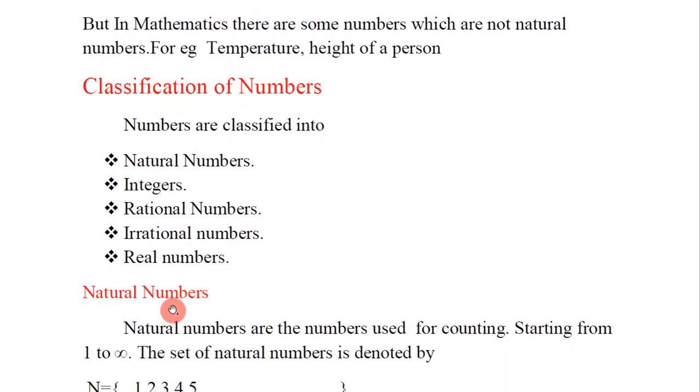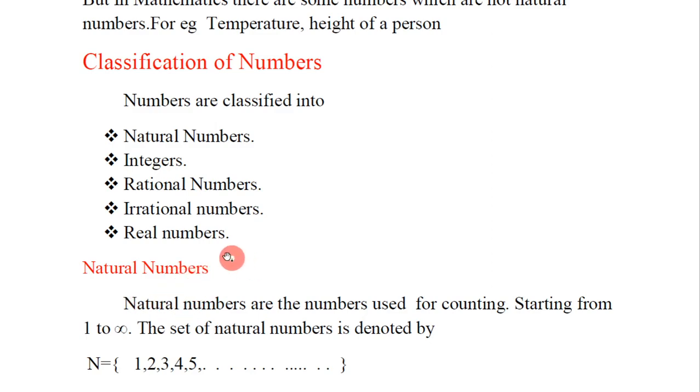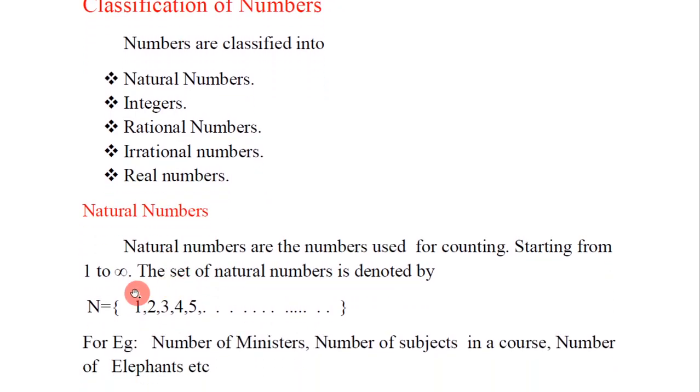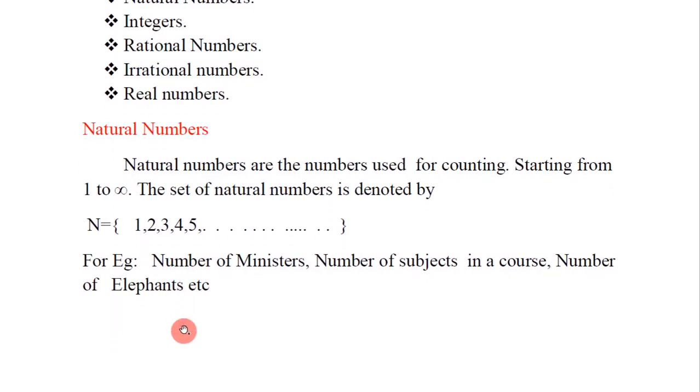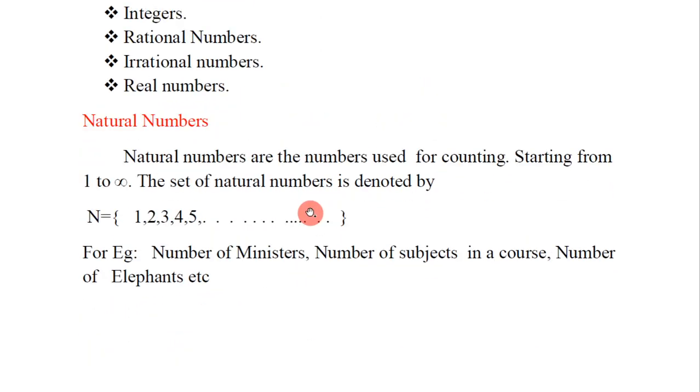First, the set of natural numbers. Natural numbers are the numbers which are used for counting, that is starting from 1, 2, 3, 4, etc. No limit for this, up to infinity. And it is denoted by the symbol capital N, and the elements are written within the flower brackets: 1, 2, 3, 4, 5, etc. For example, number of ministers, number of subjects in a course, number of elephants, number of birds, number of books, etc. These are all natural numbers.